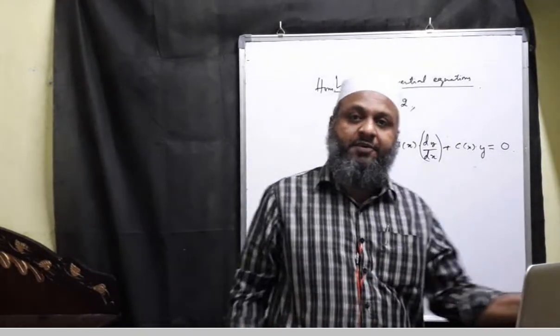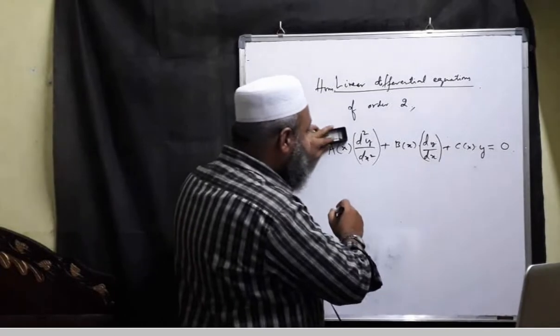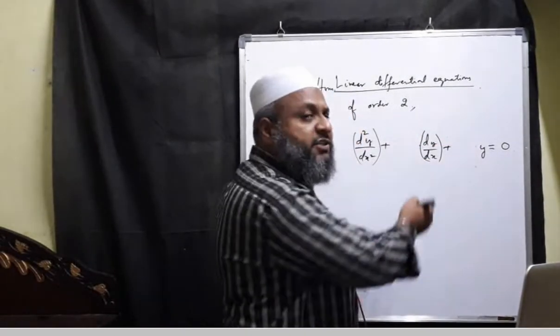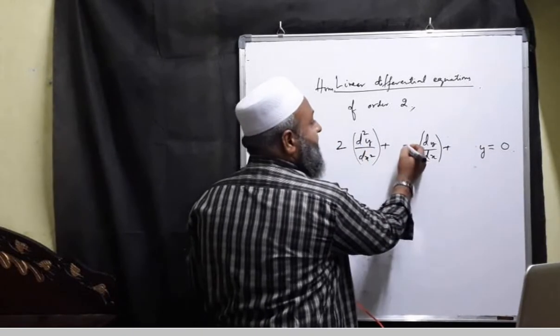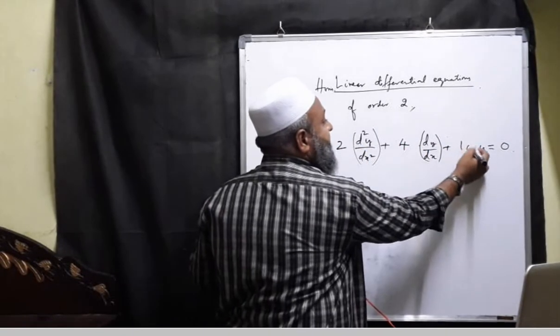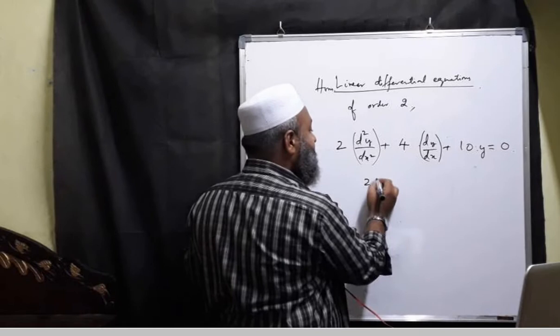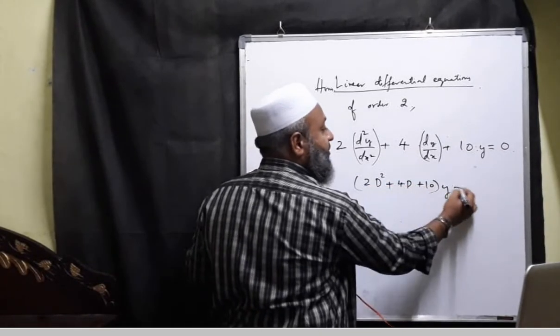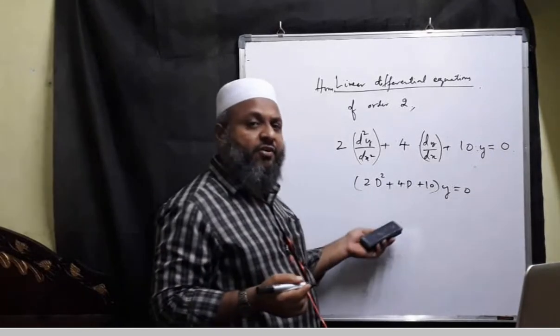Back to the point. If a of x, b of x, c of x are constants, at that time it is so simple. Suppose it is 2 times, 4 times, and 10 times y. This can be written as 2d square plus 4d plus 10 of y equal to 0. Then you can solve it very easily.